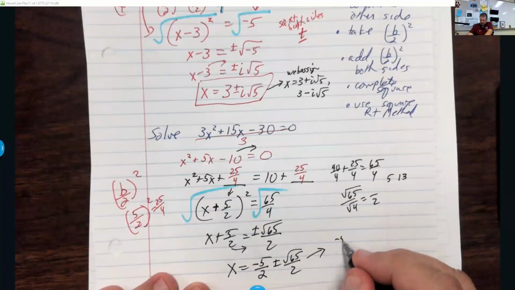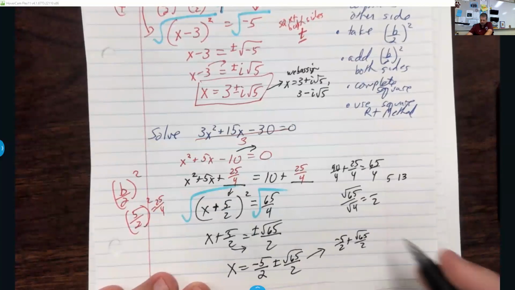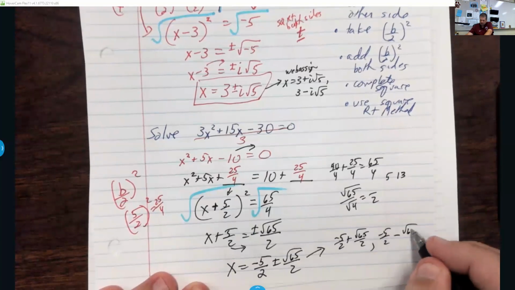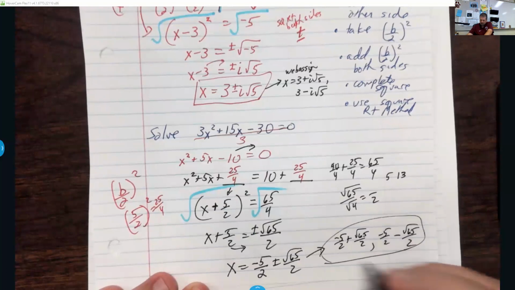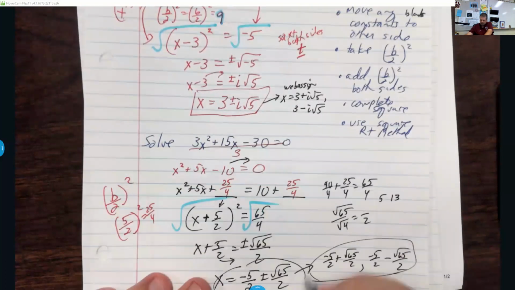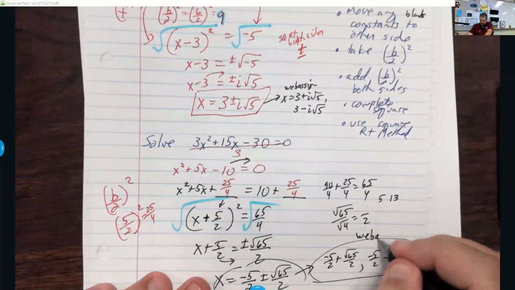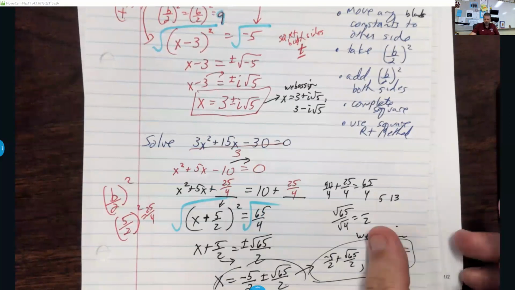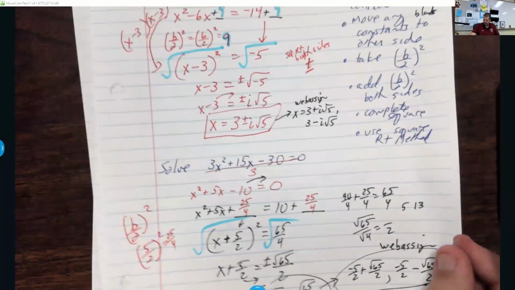WebAssign would make you do it 5/2 plus the square root of 65 over 2, comma, negative 5/2 minus the square root of 65 over 2. And again, WebAssign is not nice, since it does not have a plus or minus. All right, so that's how you complete the square.